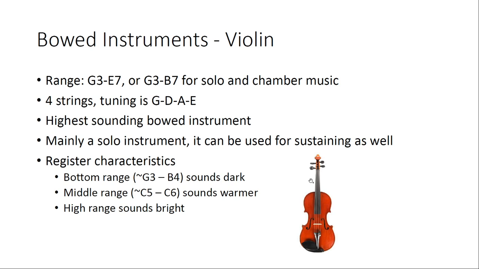Possibly the most well-known instrument of this category is the violin, which has quite a big range of notes. It can go from G3 to E7. There are certain violins that can go even higher, up to B7. As you can see, it has four strings, and from left to right, the tuning is G, D, A, E.